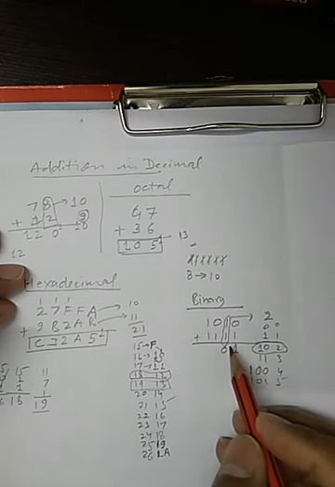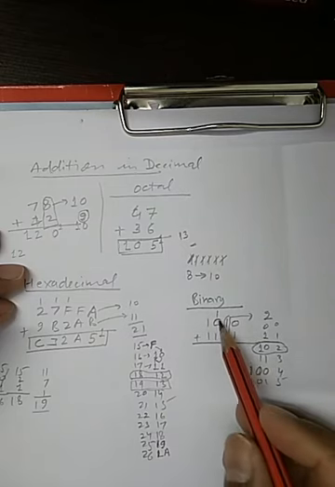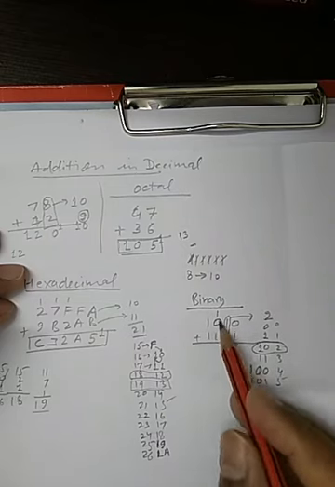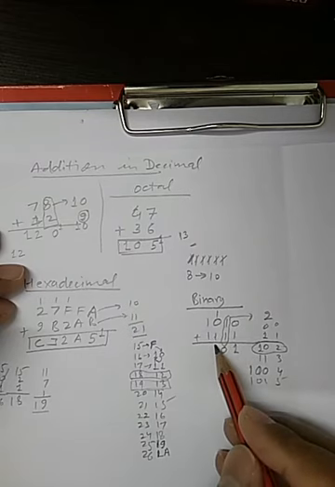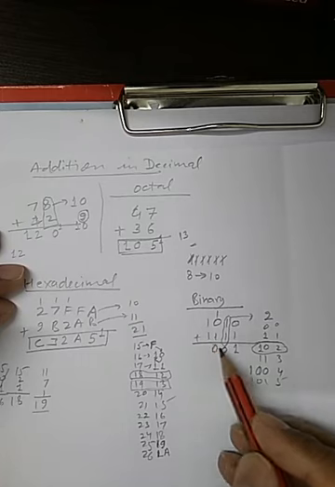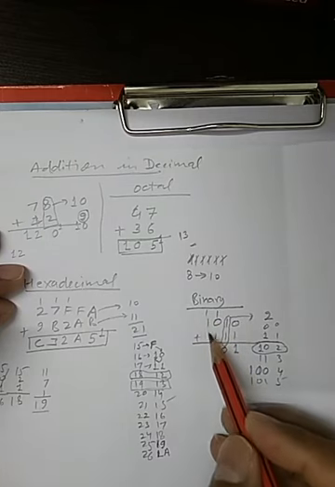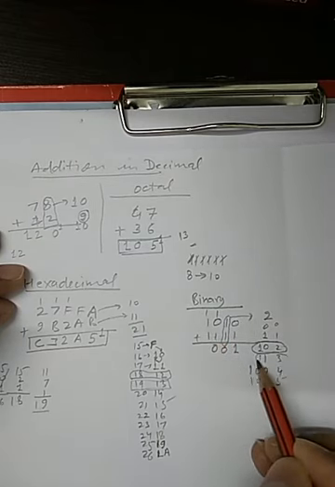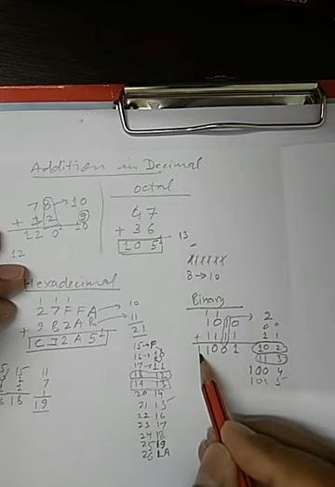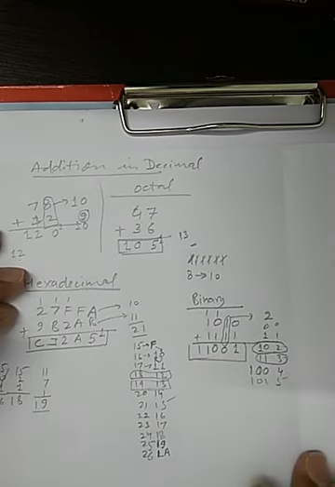Means 0 here, and 1 is the carry. So 1 plus 0 plus 1 is again 2. 2 is represented as 1, 0, which means it is 0 and 1 is going to carry. 1 plus 1 plus 1 is 3. How is 3 represented? As 1, 1. So this is the final addition of the numbers.